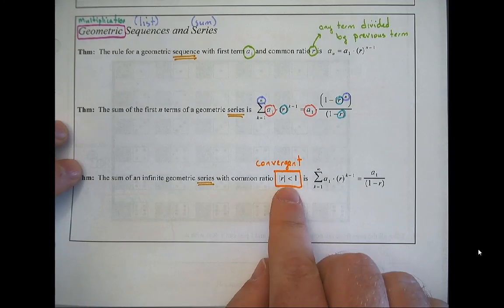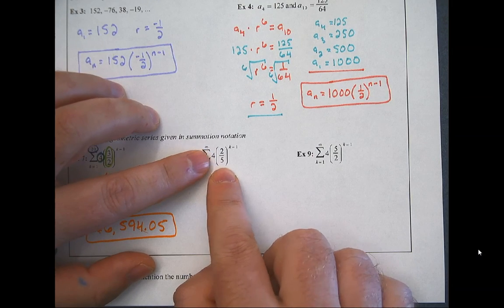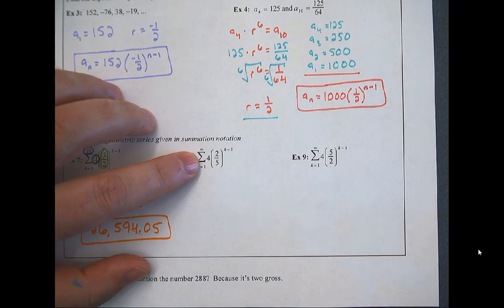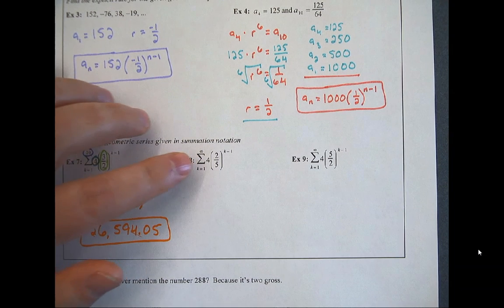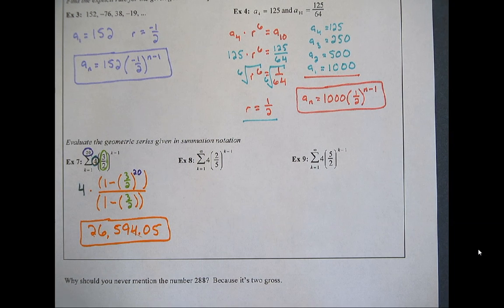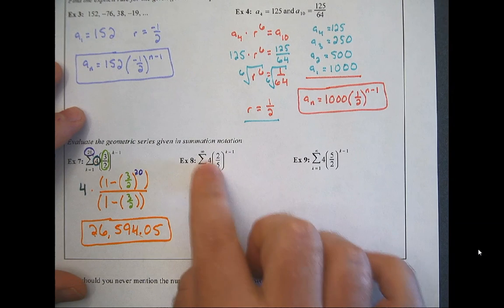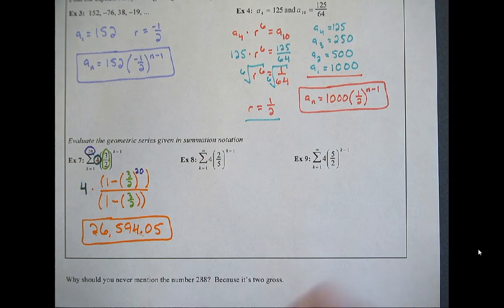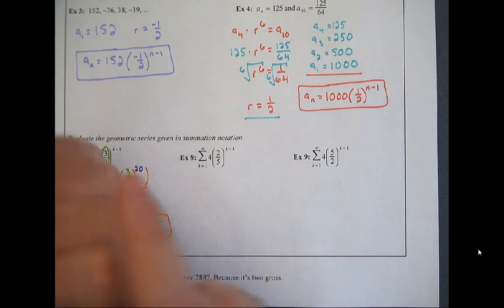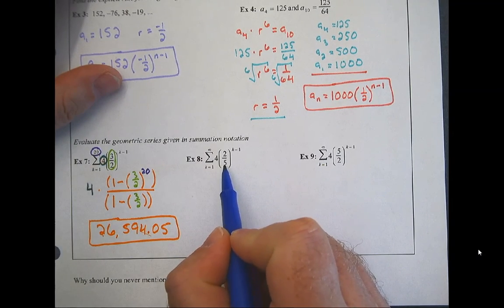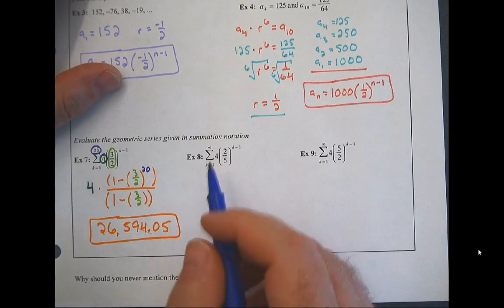So if r is less than 1, look at this one. What's your r value here? My r value is 2/5. So if I take 4 and I times it by 2/5, I'd get a smaller number. And then I take that number and I times it by 2/5, I would get an even smaller number. And I times by another 2/5 and another 2/5 and another 2/5. Eventually, that value that I'm adding on each time would become 0. That infinite term would eventually disappear. So because r is less than 1, I can actually use my formula here on a convergent series.